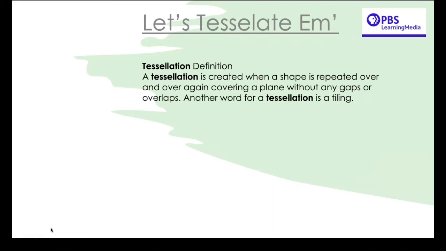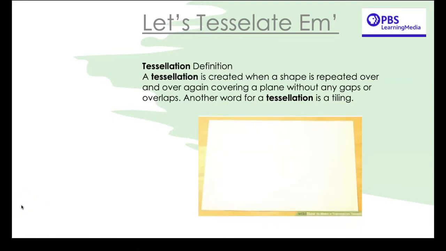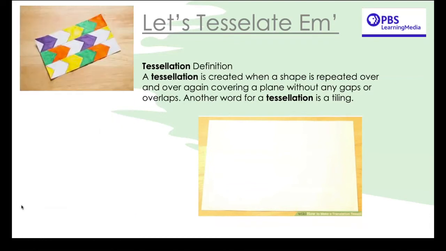So a tessellation by definition is created when a shape is repeated over and over again, covering a plane without any gaps or overlaps. Another word for tessellation is a tiling. Okay, so we're going to create a tessellation today, and we're going to do it without just freehand. We can do a tessellation with equilateral triangles or squares.